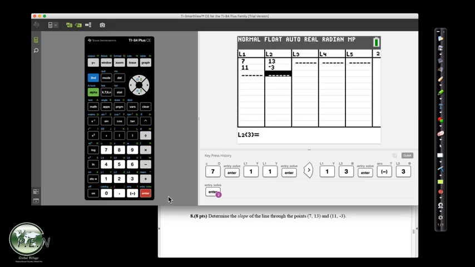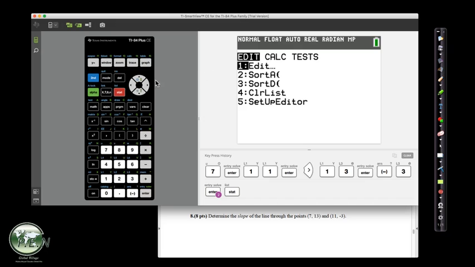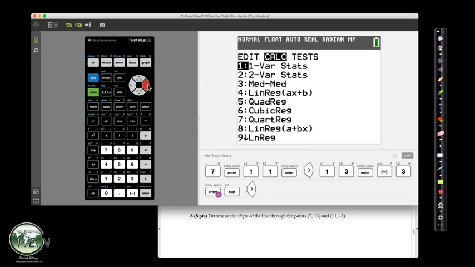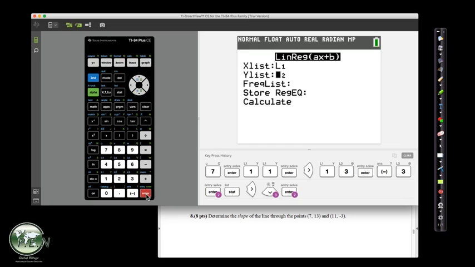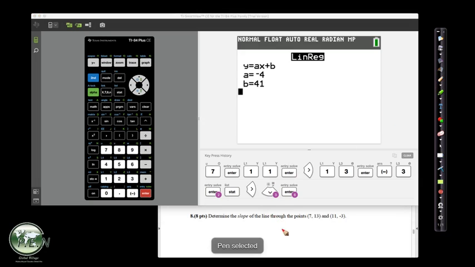Enter. We've got our 2 points in. We go to Stat. We go over to Calc. And then we go down to number 4. We're going to do this a lot of times. Every time you want 2 points, you get an equation. And again, just get used to doing this over and over again. One more enter. And there's our equation. So now we are able to write it in.